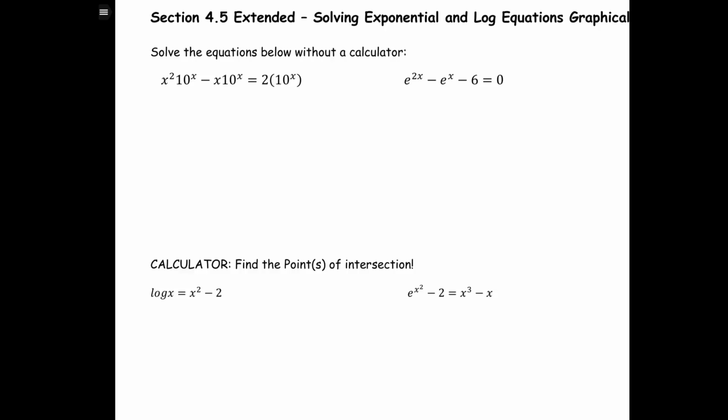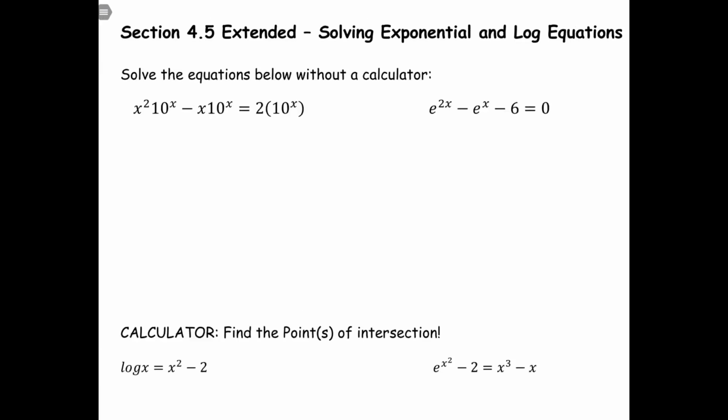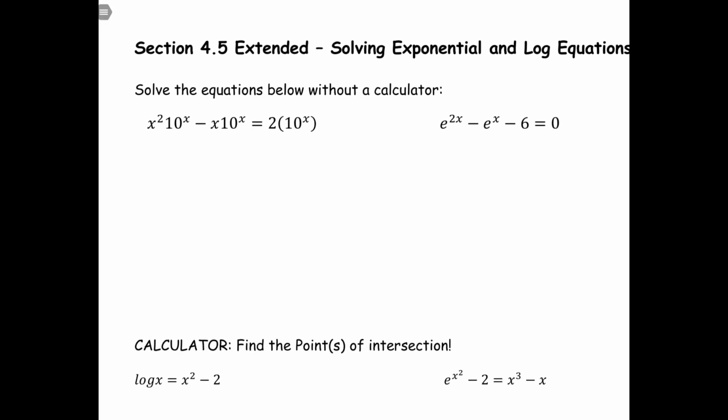Okay guys, we are going to be looking at the end of this unit, chapter 4. We're looking at how you can solve exponentials and logs using a graphing calculator. Now before we jump into that, let's go ahead and review this by hand. So looking at the first example, how would we solve this by hand?